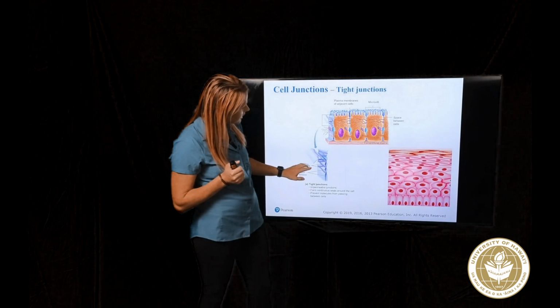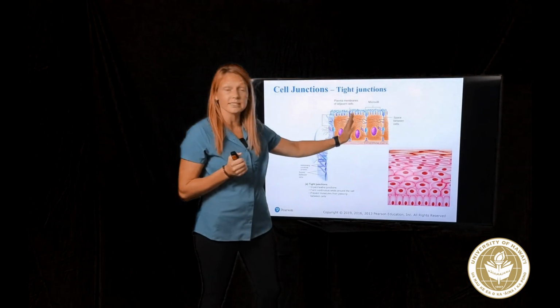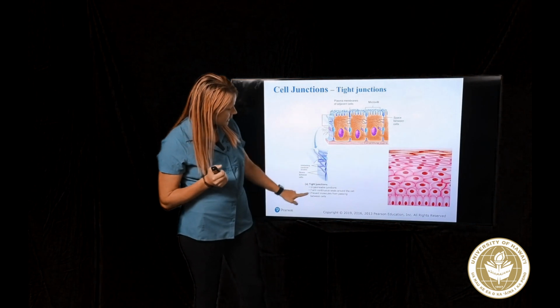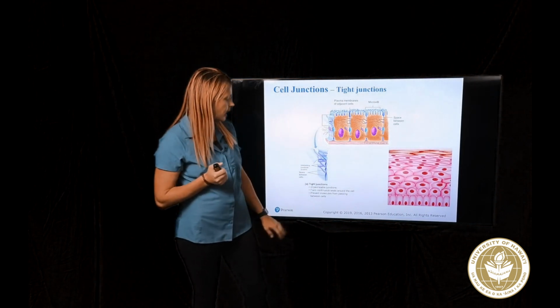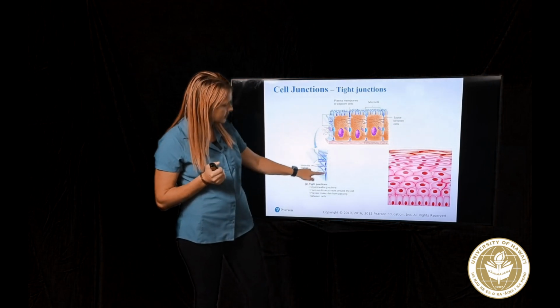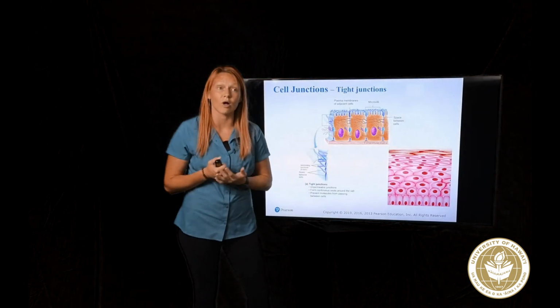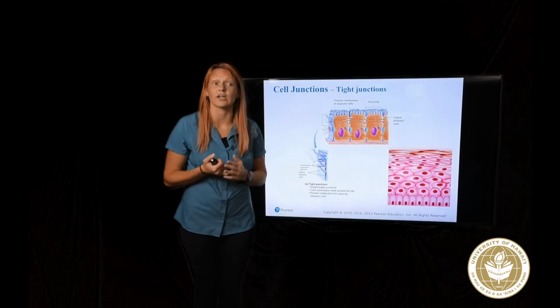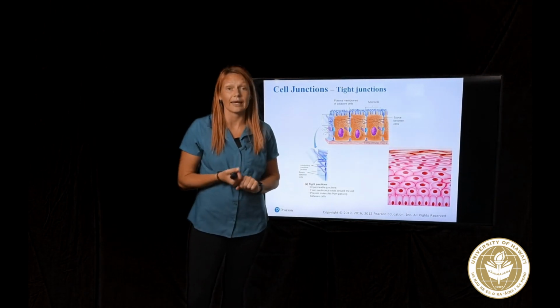This tight junction is between these adjacent cells, right next to one another, and you can see it's very tight. It's an impermeable junction. It forms this continuous seal around the cell. It's going to prevent those molecules from passing through. Again, commonly found in our skin, also our stomach and intestines.